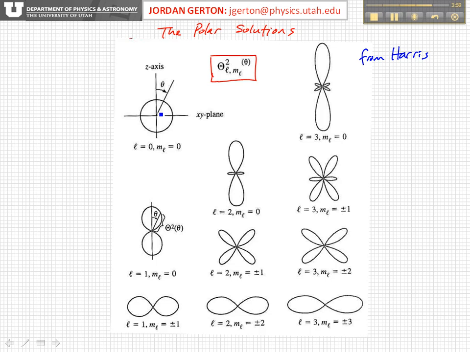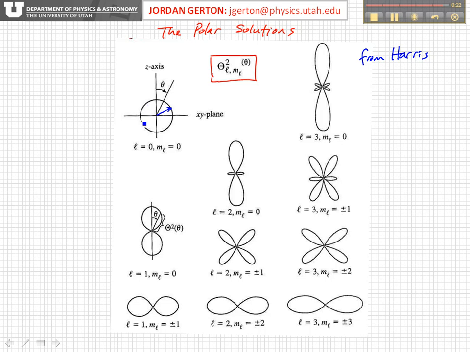So the way that you interpret these is that you imagine we have a vector which goes off in some direction theta, where theta is the polar angle. This line here is meant to represent the xy plane looking from the side, and this is the z-axis. You look off in some direction theta, and the shape of this tells you what the relative probability density is. So for L equals 0, M_L equals 0, we see that in every direction we're equally likely. The probability density is the same.